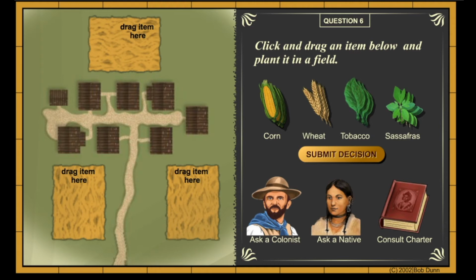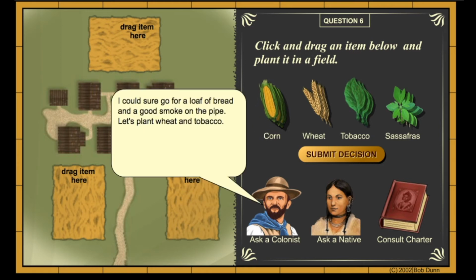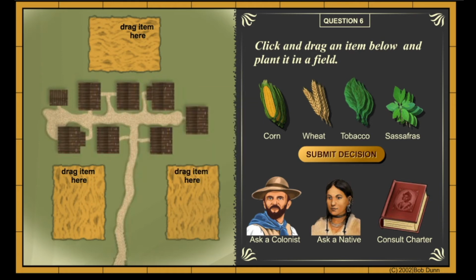What should we grow? Click and drag an item below and plant a field. Hold on. Before we get too excited, let's look at what the options are there, Kat, of what we can plant. You see, we got corn, wheat, tobacco, and sassafras. Yeah, you probably haven't heard it too much.